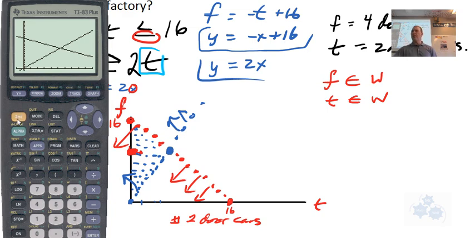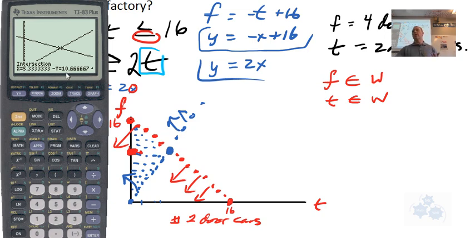Does anyone remember how to find intersection points between two lines with a graphing calculator? Calculate. Second function, calculate screen. You do number 5, intersect. It'll ask you for the first curve, say yes. Second curve, say yes. Do you want me to guess? Yes. Okay, so 5.33 and 10.66.